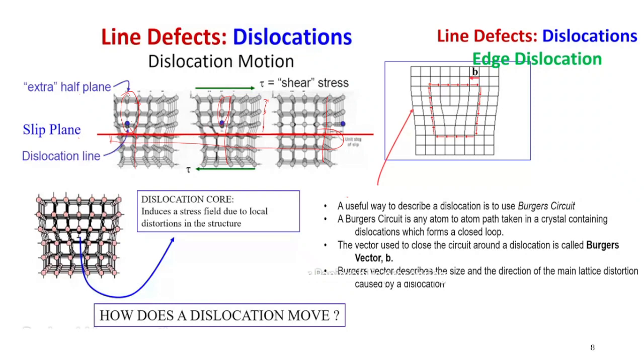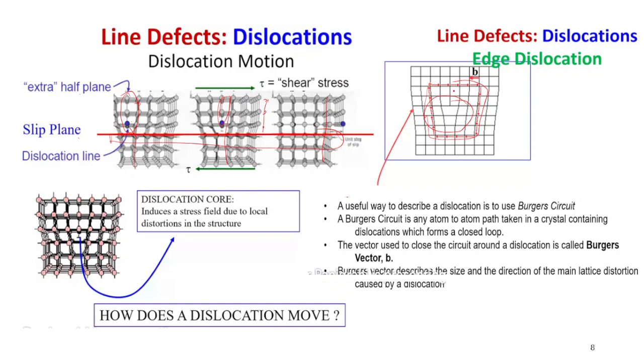Also, a useful way to describe this dislocation is to use a Burgers circuit or Burgers vector. Actually, the whole thing is called the Burgers circuit. It is an atom-to-atom path taken in a crystal which forms a closed loop. Here there is a massive dislocation, so this Burgers vector will trace the line where the dislocation is minimized, because beyond this point there is very minimal dislocation. So for tracing that area, we use this Burgers vector, or Burgers circuit. It also describes the size and direction of the main lattice distortion. In another place, what I read is that the Burgers vector is also the dislocation size, or the size up to which the dislocation is moving.